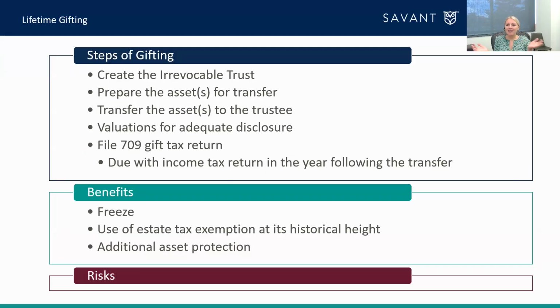That's due on April 15th, tax day of the year after the gift is made, along with your personal income tax return. It can be extended to October if you extend your personal income tax return as well. And the benefit of doing this is that a timely filed 709 starts a 3-year statute of limitations for the IRS to contest the values of the gifts that you've made. So that's very important.